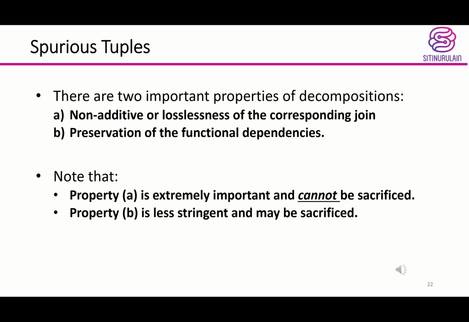Spurious tuples. There are two important properties of decompositions: A, non-additive or losslessness of the corresponding join, and B, preservation of the functional dependencies. Note that property A is extremely important and cannot be sacrificed. Property B is less stringent and may be sacrificed.